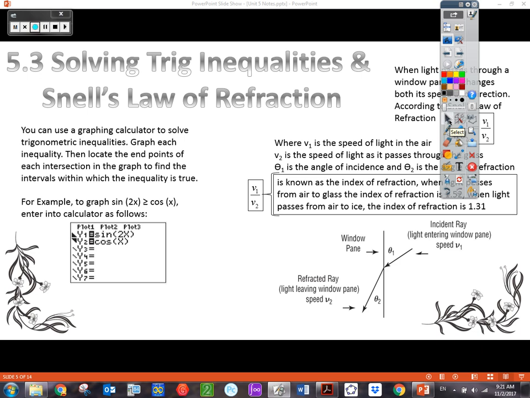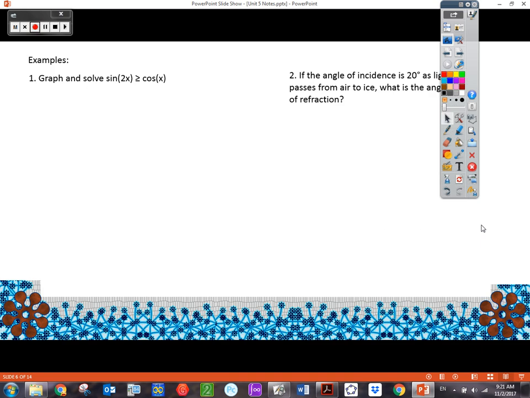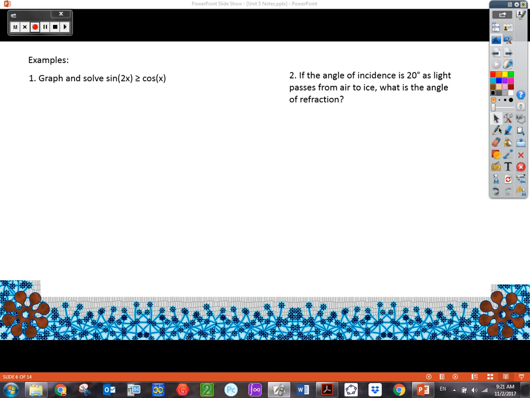Okay, so let's move to, we just have one example of each. And from the overview, you're probably thinking, oh my gosh, that's Snell's Law, it's going to take so long. It's actually the fastest one. It's the inequalities that are going to take some time. So let's set it up.